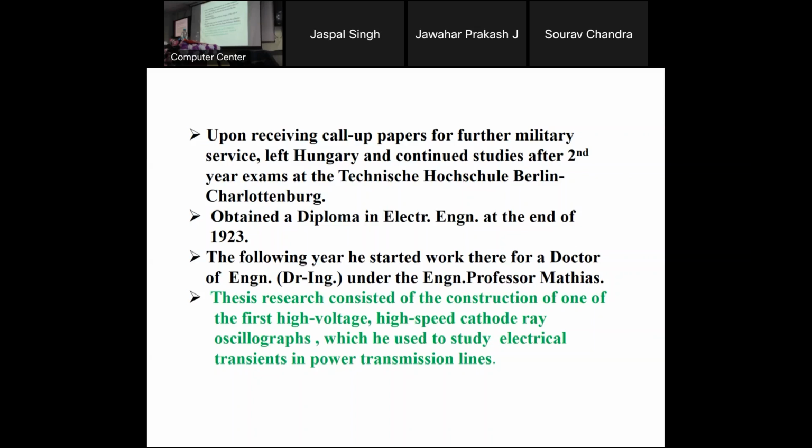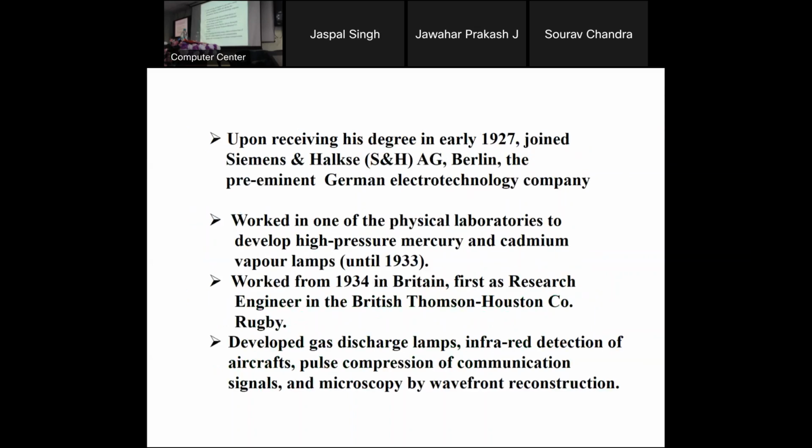So he started for his doctorate degree under a professor. His thesis research consisted of the construction of a first high voltage, high speed cathode ray oscillograph, which he used to study electrical transients in power transmission lines. So after his doctorate, his work was completely different. It was only after 1927 that he joined this firm. He was working on electric technology. He worked in one of the physical laboratories to develop high pressure mercury and cadmium vapor lamps. So he had a varied kind of experience.